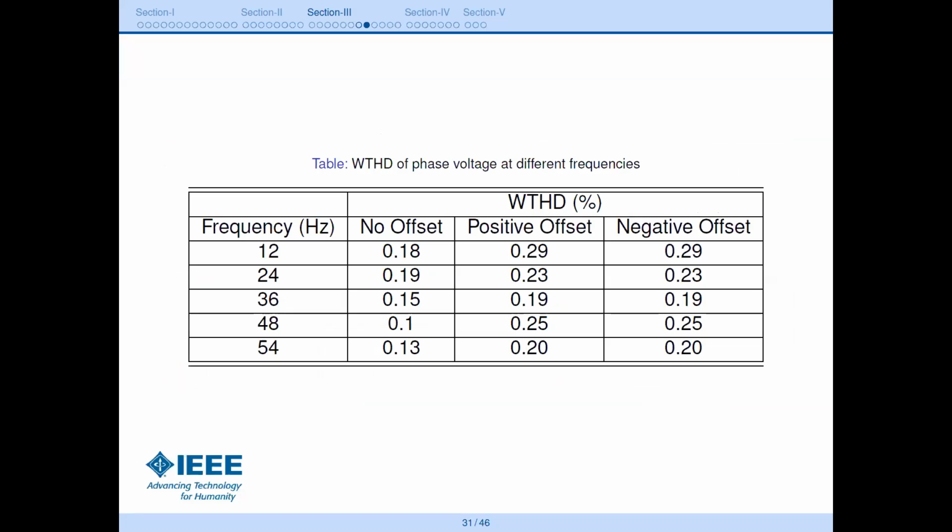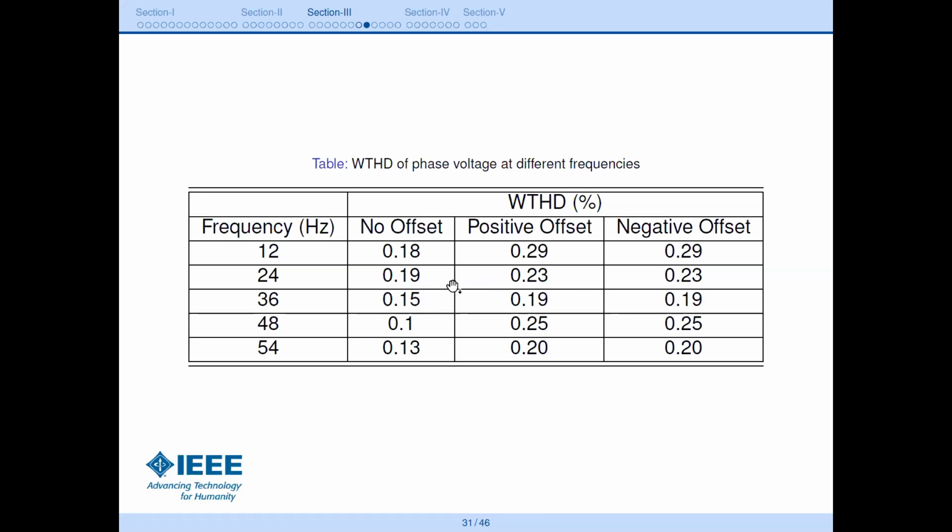Yep, and this is just tabulated in a tabular form. So you can see the multiples of frequency, that is 12, 24, 36, 48, 54. And what's the difference when there is no offset, positive offset, and negative offset. You can see from the numbers here, it's quite obvious that there is very little variation. It's a difference of only 0.1 between having an offset and not having an offset.